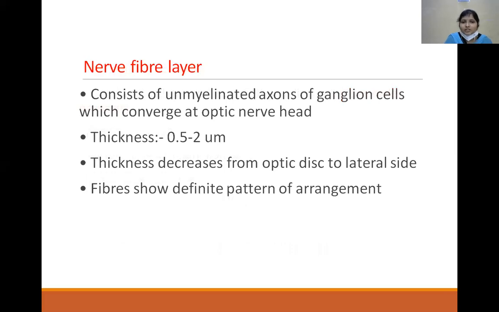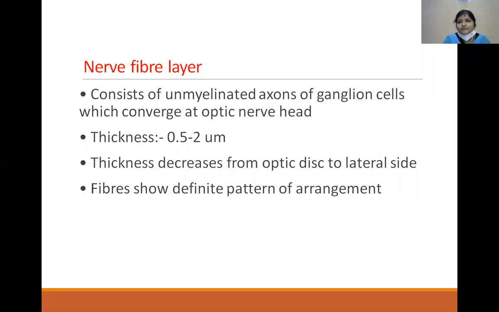Next, coming to the nerve fiber layer. It consists of unmyelinated axons of ganglion cells which converge at the optic nerve head. The thickness is about 0.5 to 2 micrometers, and the thickness decreases from the optic disc to the ora serrata.